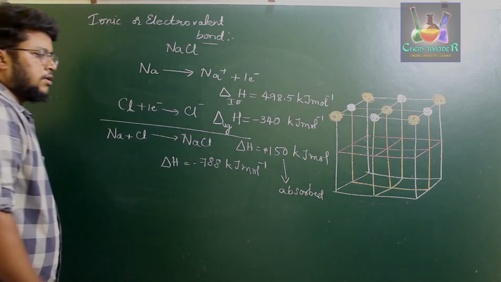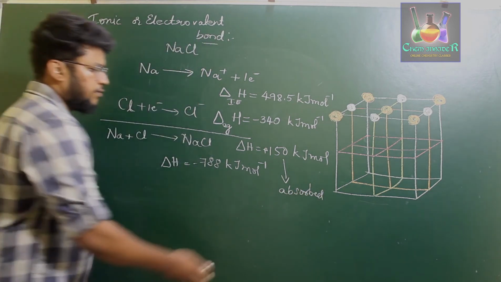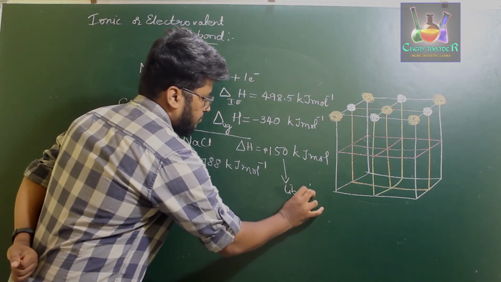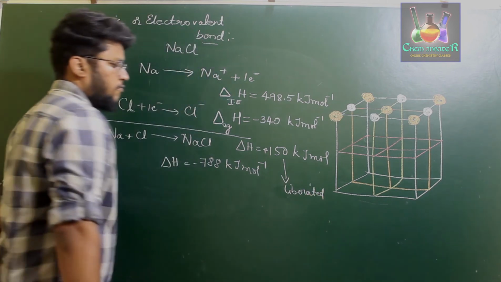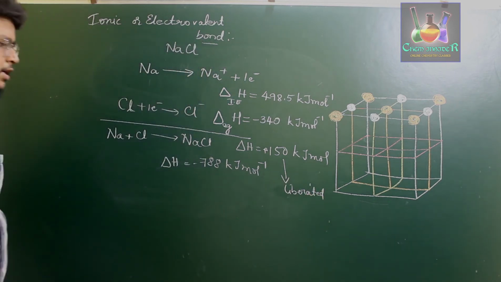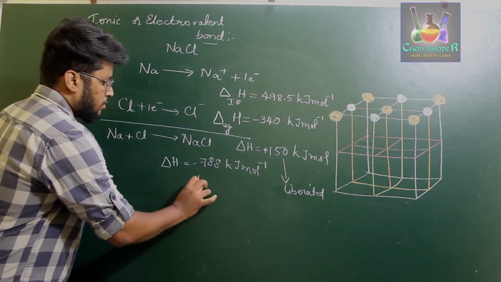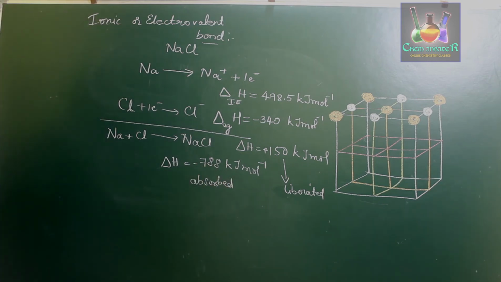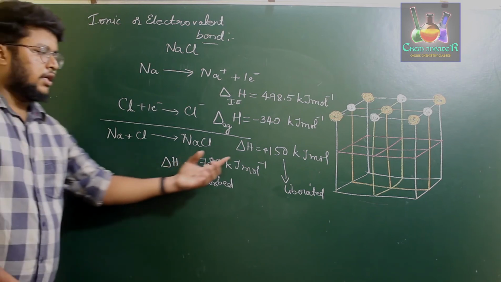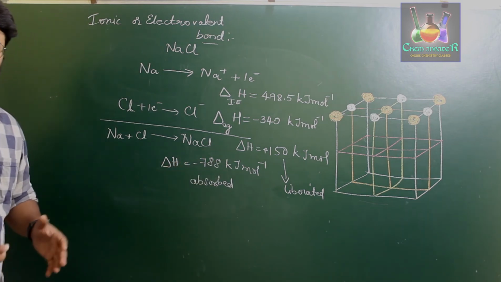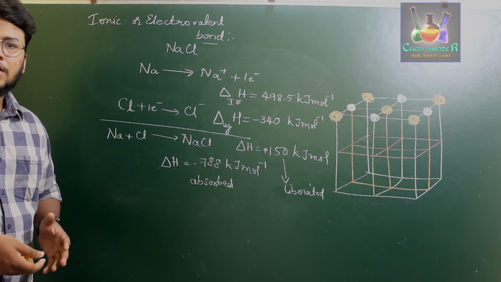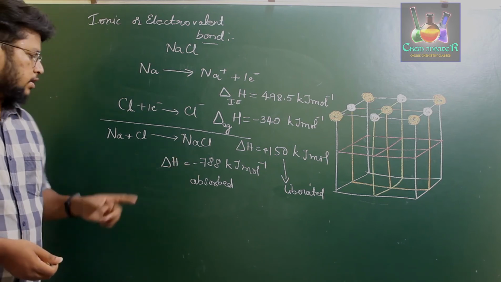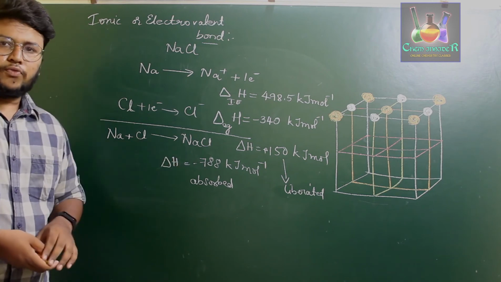So 150 kilojoules is the energy absorbed, and the energy liberated is minus 788. If you consider these two values, there is a complete change in the energy that was supposed to be experienced by sodium chloride when sodium and chlorine combine.